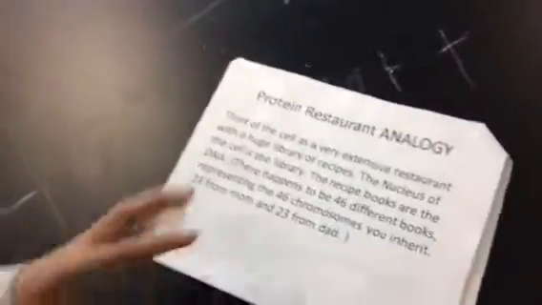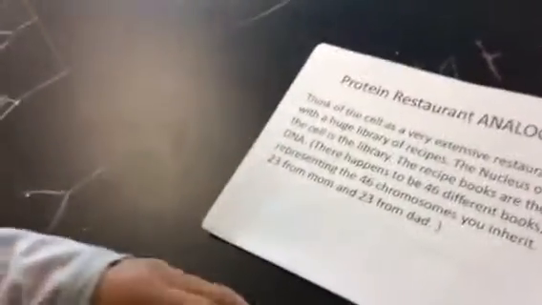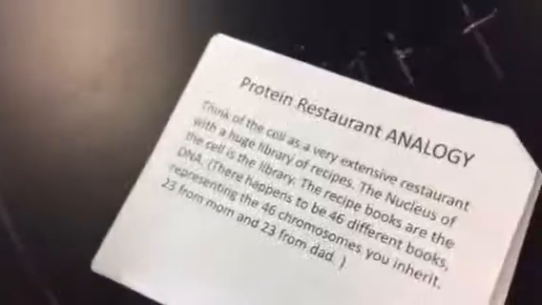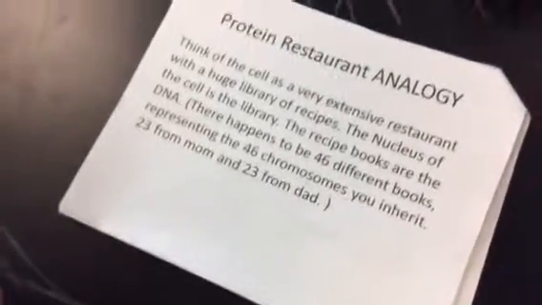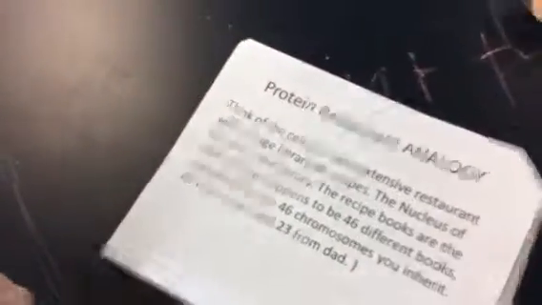Think of the cell as a very extensive restaurant. So there's a huge library of recipes, and the nucleus is the library, and the recipe books are the DNA. There are 46 different books representing the 46 chromosomes you inherit, 23 from your mother and 23 from your father.